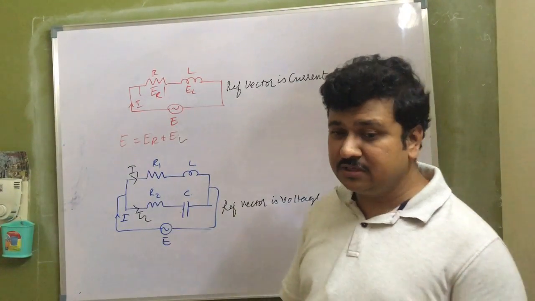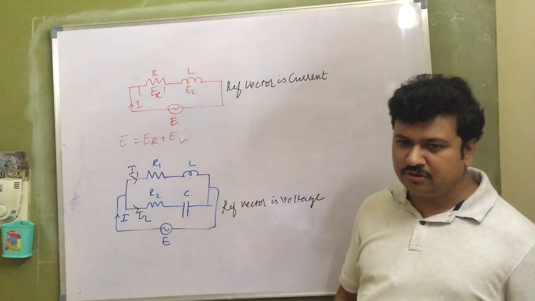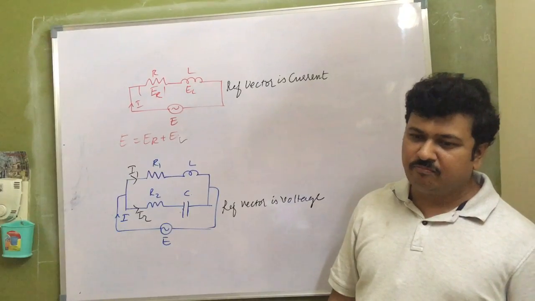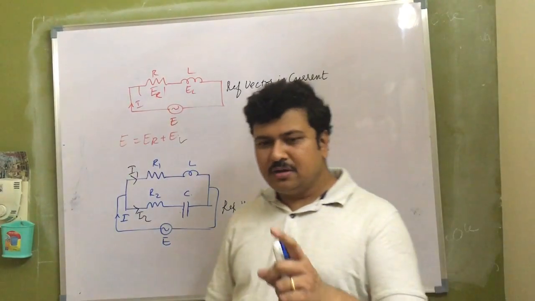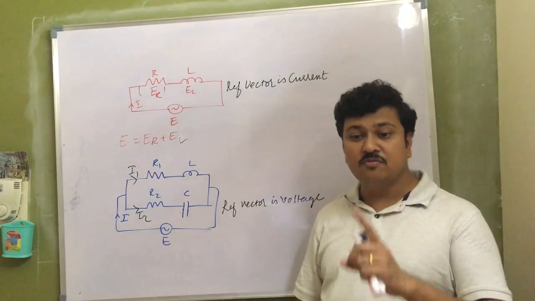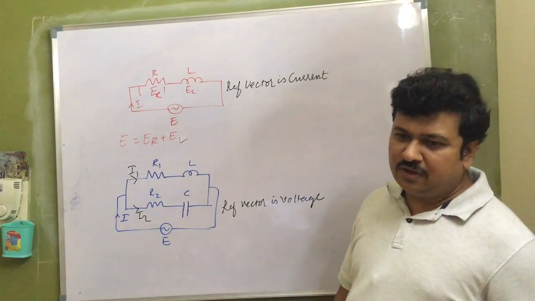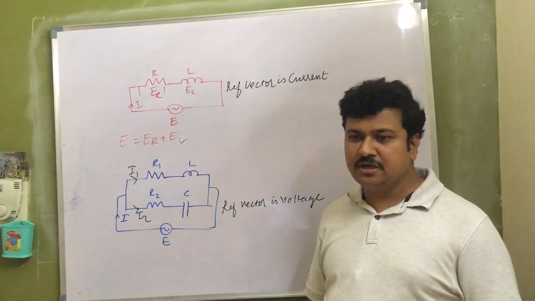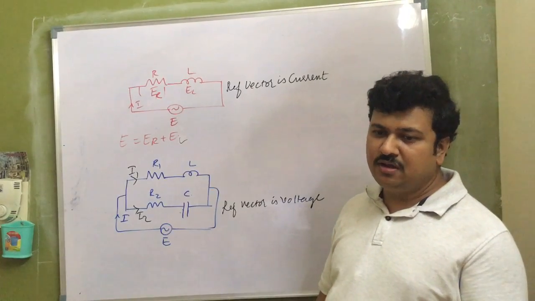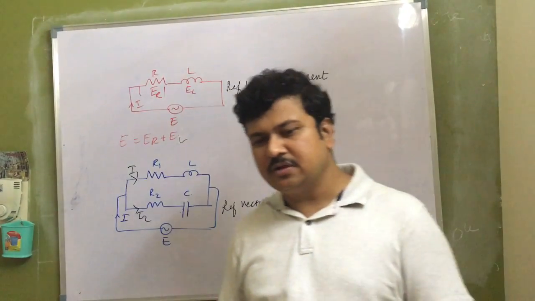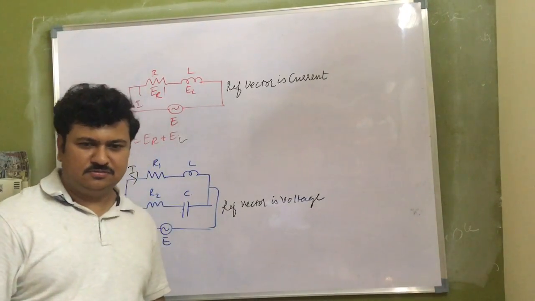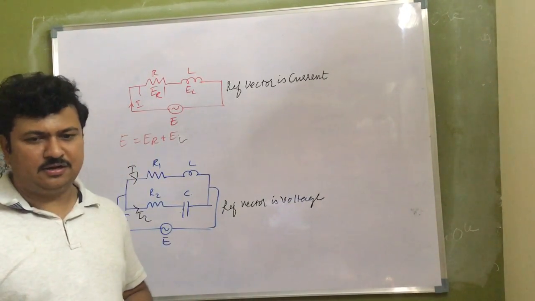Now in case of induction motor and transformer, what is common? There are two circuits, both in series. The common quantity in the induction motor and the transformer is flux. The flux is common for both primary and secondary, stator and rotor. So my reference vector in the induction motor and transformer will be flux. But the flux vector is not obtained directly.